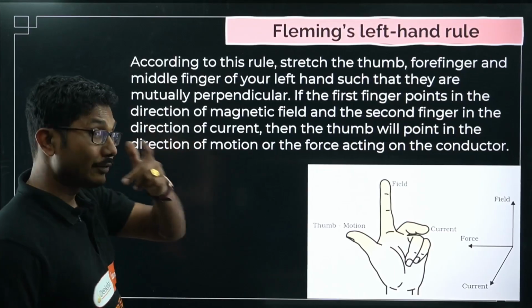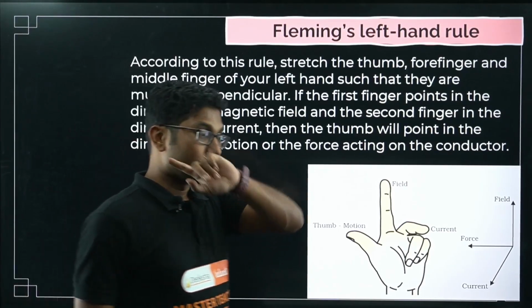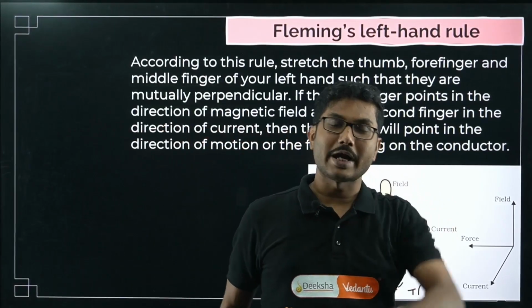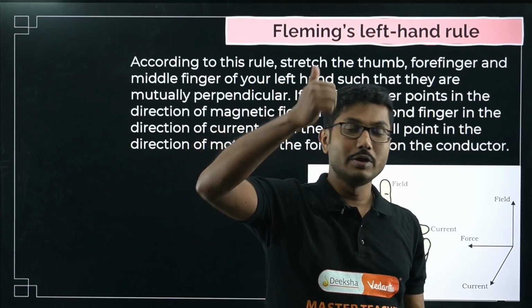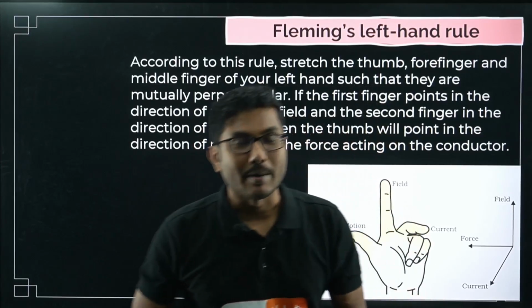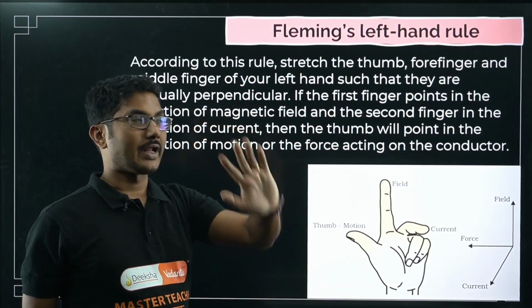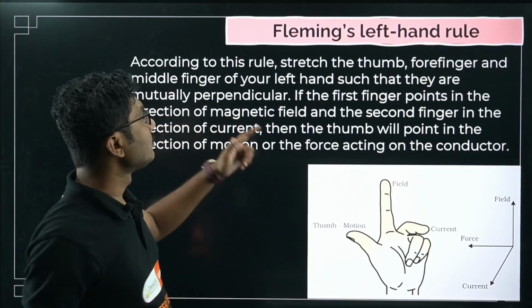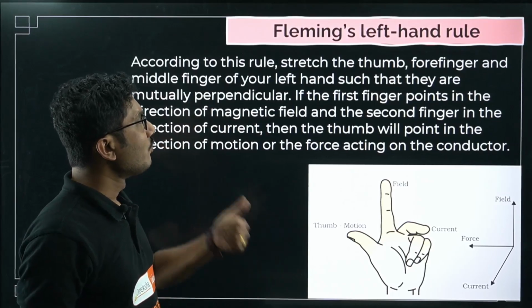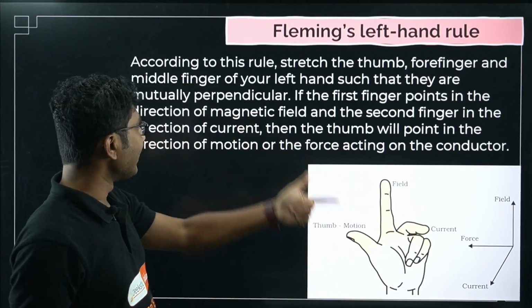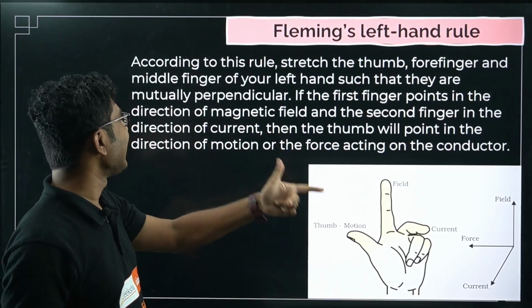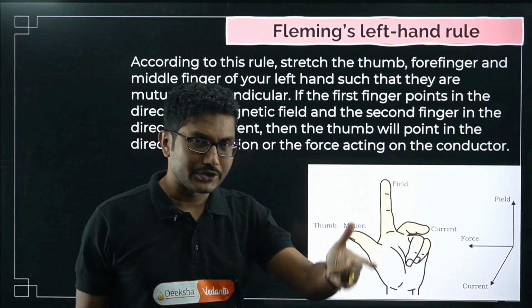According to the rules, this is for your left hand. The first law, the thumb rule, is for your right hand, so to apply the thumb rule you have to use your right hand. To apply Fleming's left hand rule, as the name suggests, you have to use your left hand. According to this rule, stretch the thumb, forefinger and the middle finger of your left hand such that they are mutually perpendicular to each other.